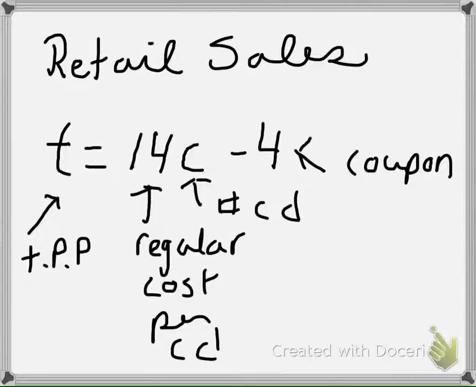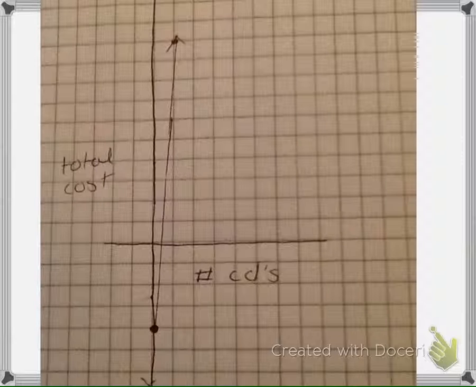Okay, now your next part is to graph this. So again, pause the video and then go ahead and graph and then check to see what I did. Okay, so here your y-intercept was -4 and your slope was 14, so you have to go up 14 and over 1, which means that for every 1 CD you pay $14, and that's it. Okay, next one.